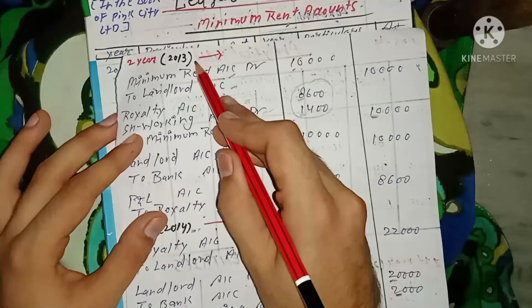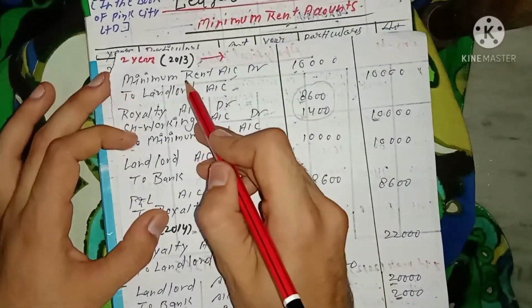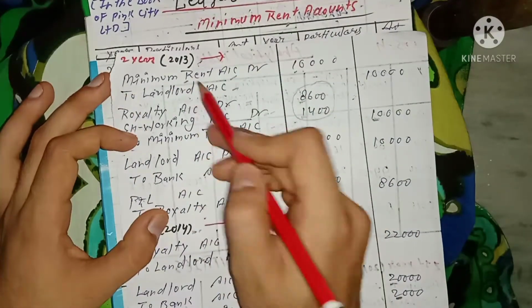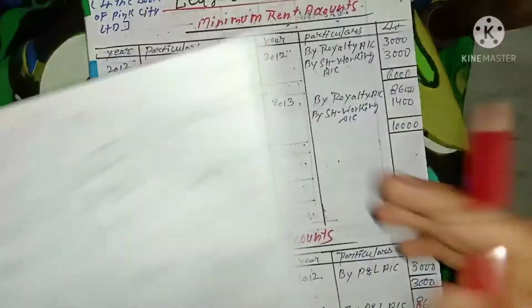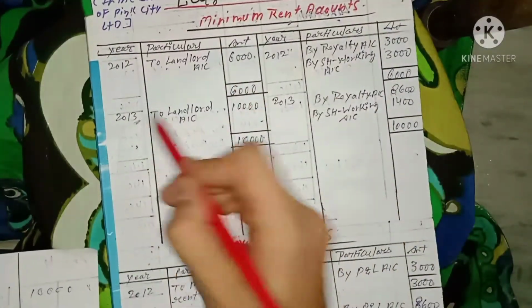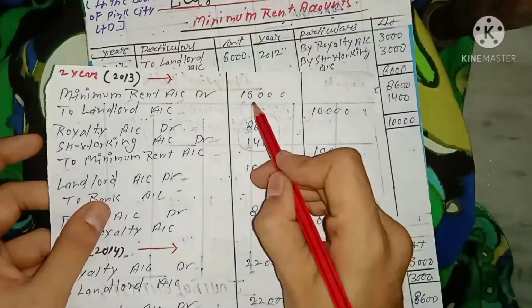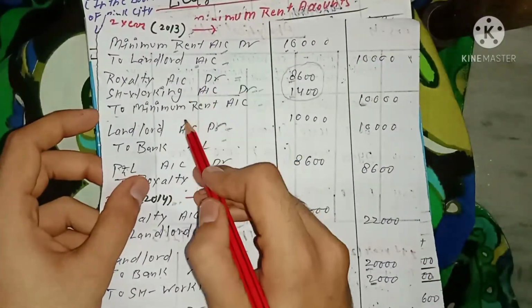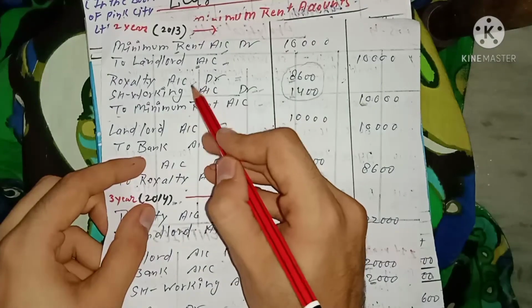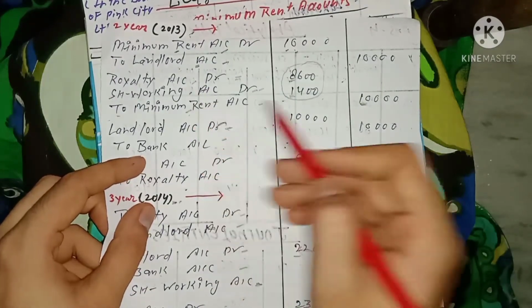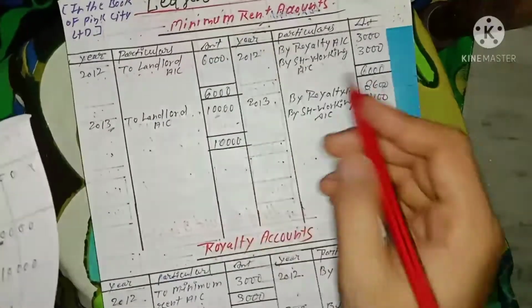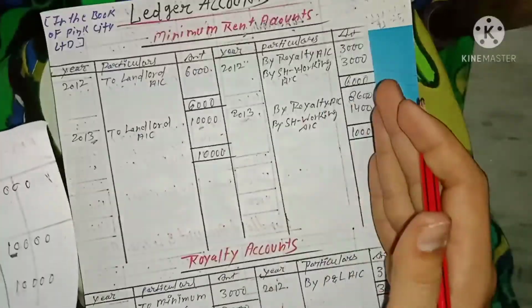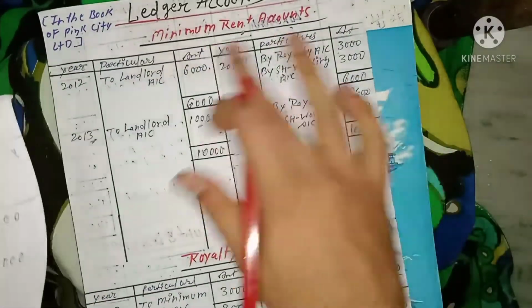Okay, in the year of 2013 similarly, in the account of minimum rent, simply credit the amount of landlord, which in the year of 2013 is 10,000. Here you can see 10,000. Now, whatever amount of royalty and short working is transferred to the minimum rent account, you just have to demonstrate that by transferring it on the right hand side of the minimum rent account.